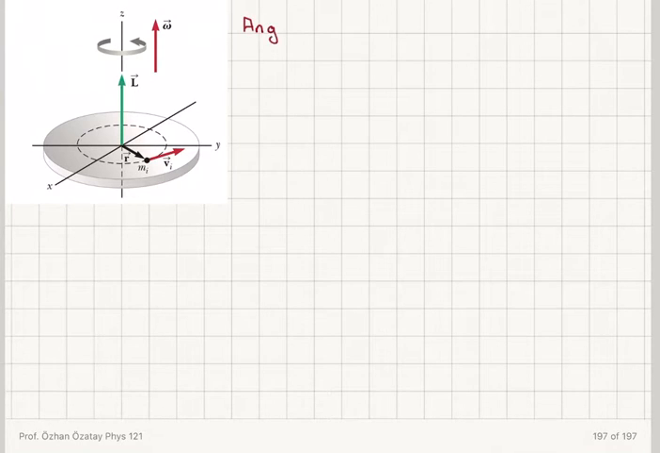Now we will look at the angular momentum of a rotating rigid object.